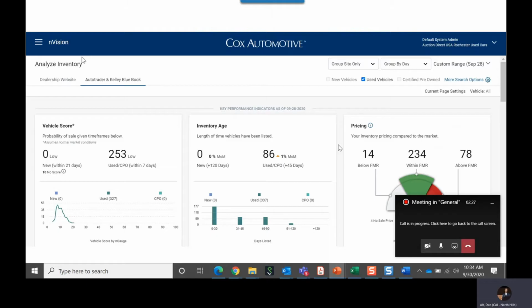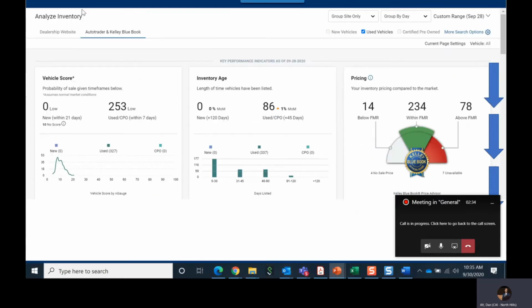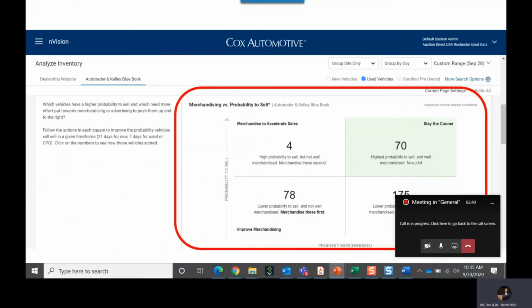Check this out. So from nVision, we're going to look at your Analyze Inventory page. And what I'm going to do here, I'm going to scroll down to the middle of the page. And what I want to address with you is the probability to sell matrix. More specifically, I want to address the 174 cars we find in this lower right quadrant. This is the inventory here that needs a bit of help. You asked for data. Here's your data.